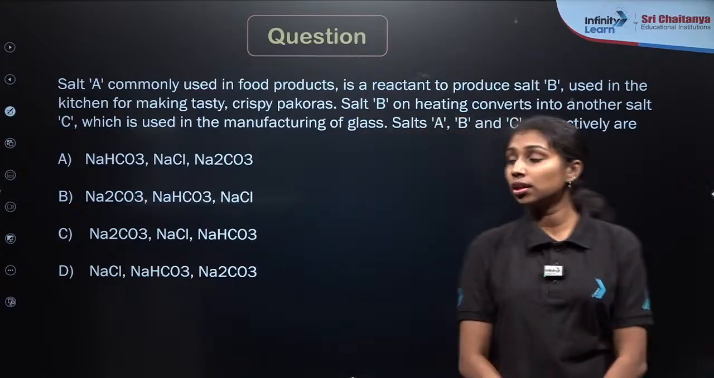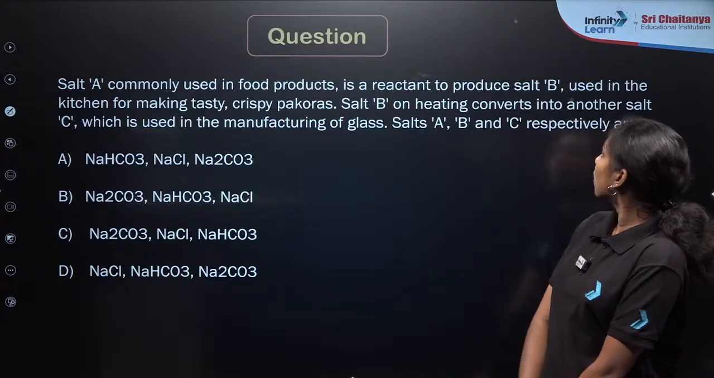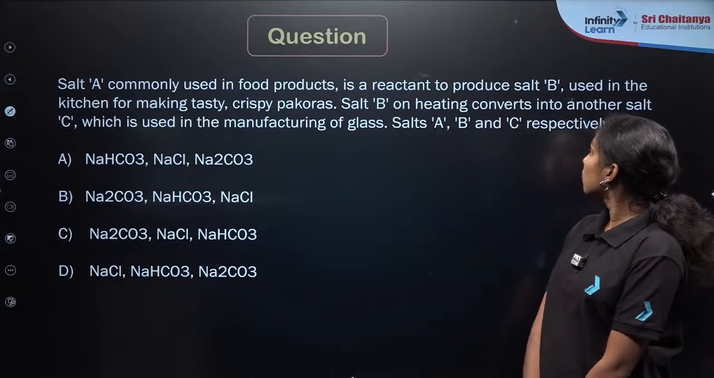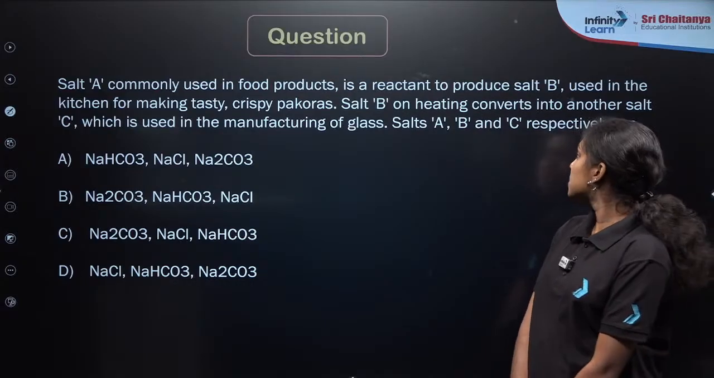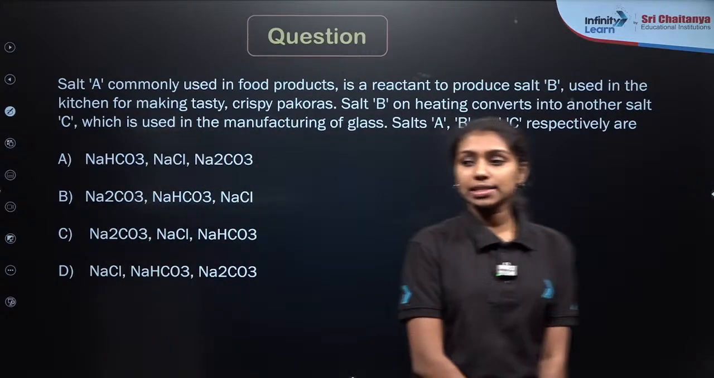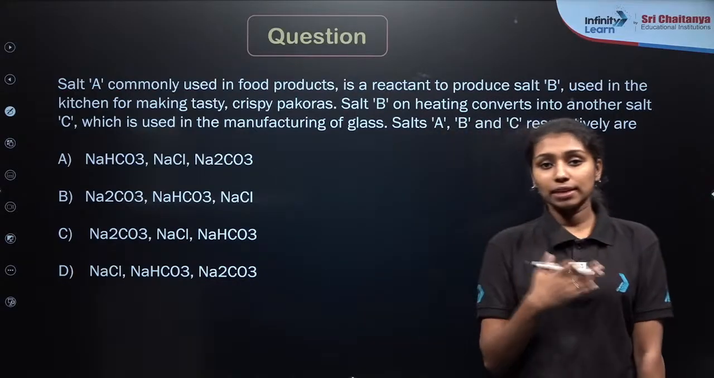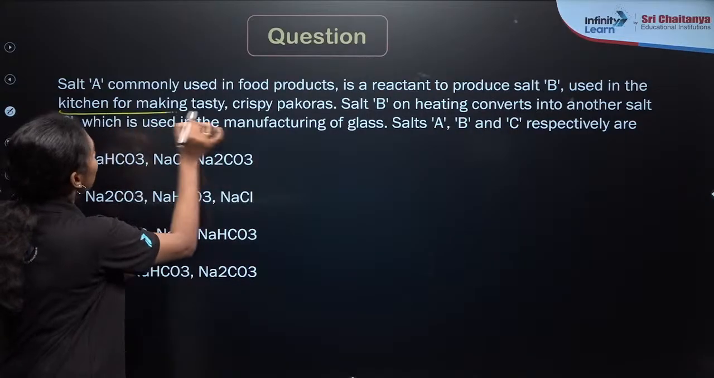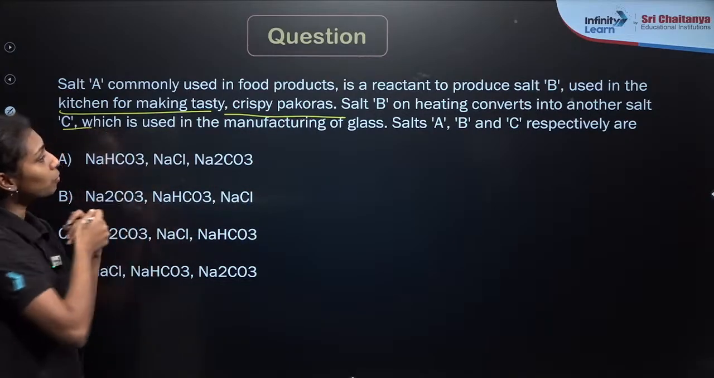Here is the next question. Salt A, commonly used in food products, is a reactant to produce salt B, used in the kitchen for making tasty and crispy pakoras. Salt B on heating converts into another salt C, which is used in the manufacturing of glass. What will be the salts A, B and C respectively? Read the question properly. A narration is given here. The first salt is the one commonly used in our food products, which converts to another salt B, used in the kitchen for making tasty and crispy pakoras, and salt B on heating produces another salt C, which is used in the manufacturing of glass.